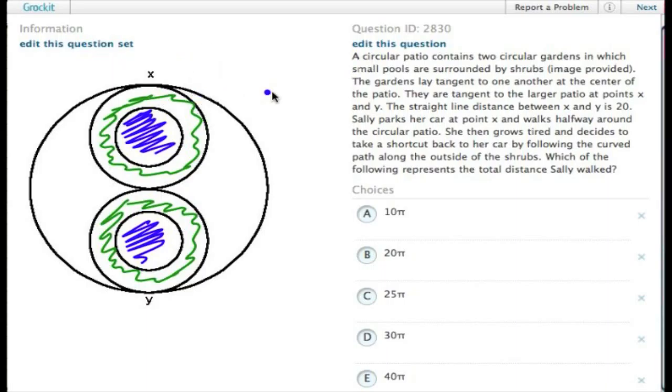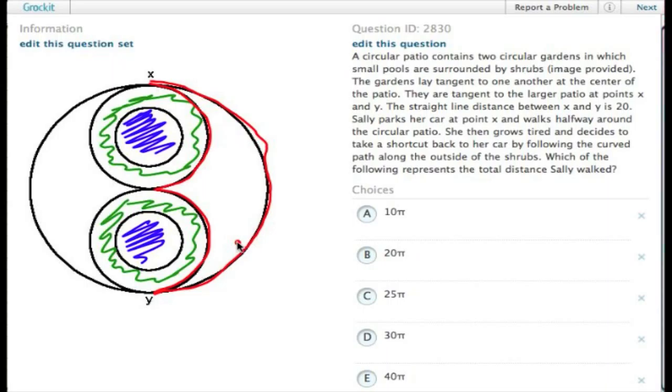Let's think about this for a second. Where exactly did Sally walk in this case? Well, she's got the red pen. She's parked at point X. She walked halfway around the whole circle. And then when she got halfway back, she took a shortcut and went here, and then here. That's the path that she took. So what is the length of that path there?